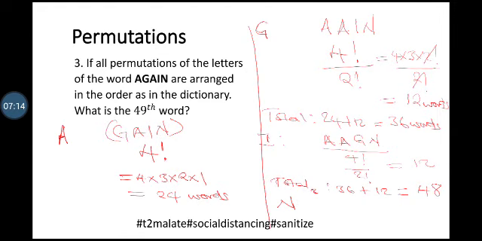So the remaining letter is N. So if every word is going to start with the letter N, then the letters remaining are A, G, and I. So the word that you're going to make as number 49 is simply N, A, then from A, the next letter is G and I. So this will be the 49th word. Thank you.